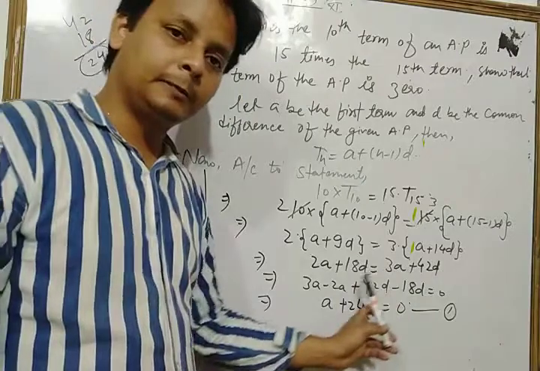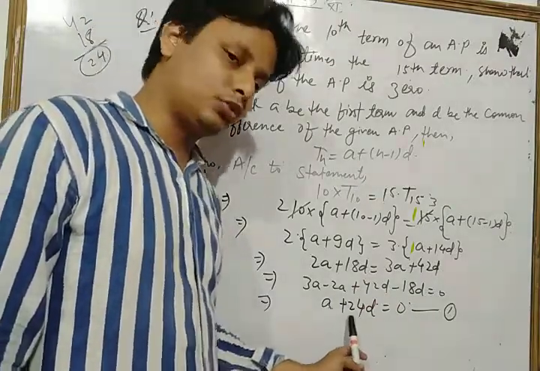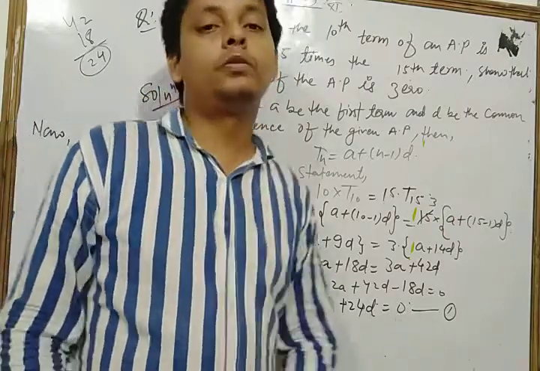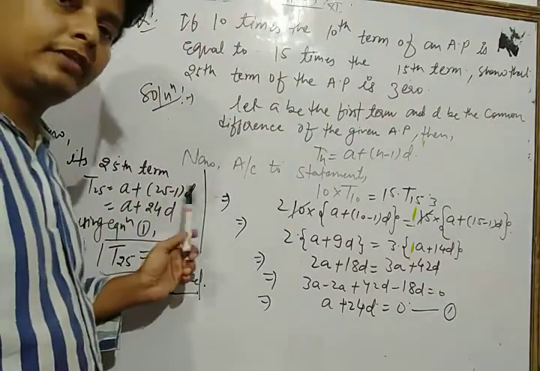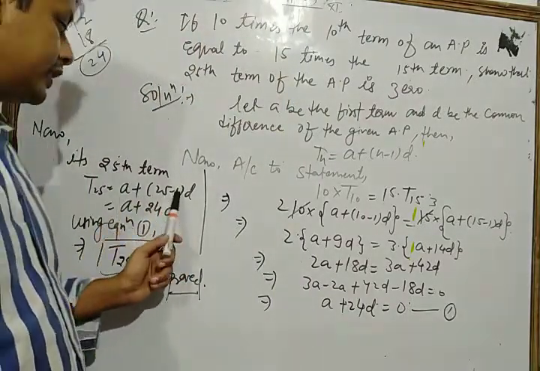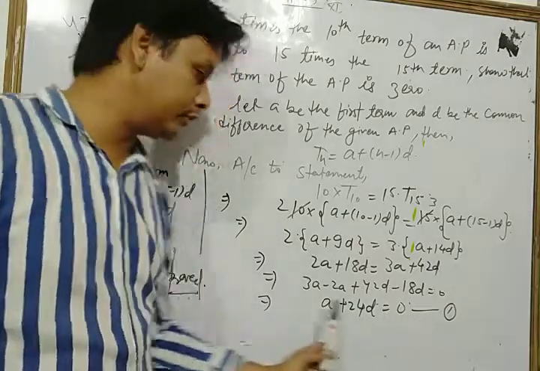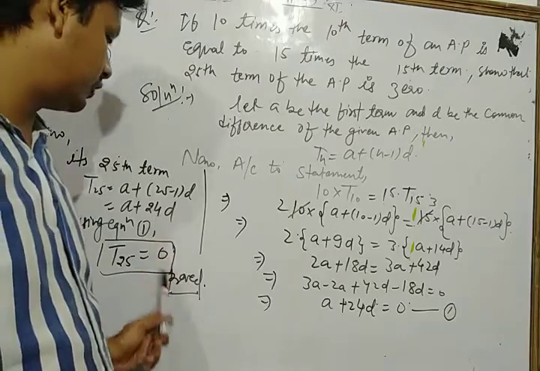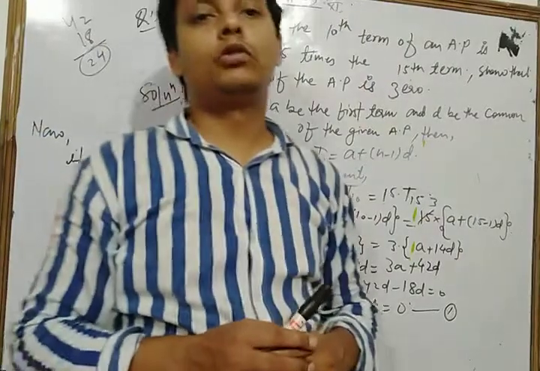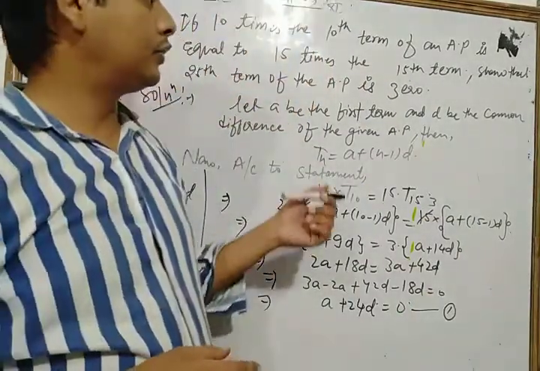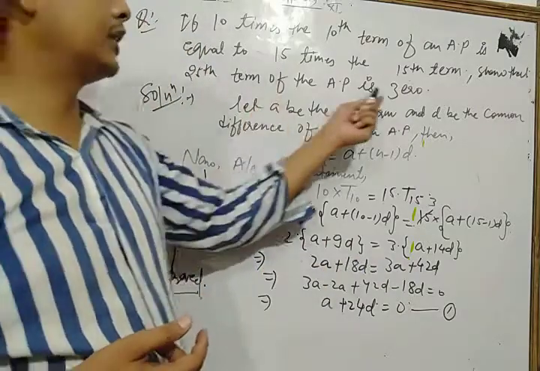Now after solving that equation, we have a relation between a and d as a plus 24d is equal to 0. Now this is the relation. Take equation number 1. Now we have to show that T25 is a plus 25 minus 1 into d, so a plus 24d. Now using this equation, we get the value of a plus 24d as 0. So here we get T25 is equal to 0. So we have shown this proof. We prove that the 25th term of the AP is 0.